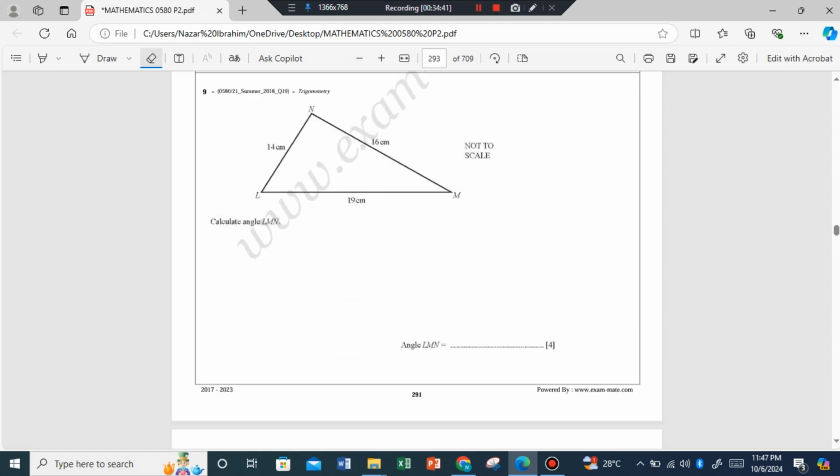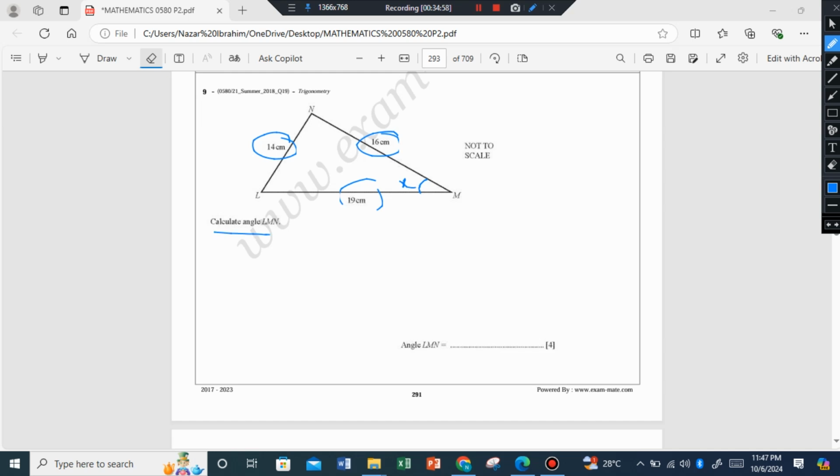Question number 9. You can see we have three sides known in this question, which is a different one from the previous questions. Angle LMN means angle forming at M, which is the angle which I need to find out. When three sides are given, I can take out my angle by cosine law. Sine law cannot be used.